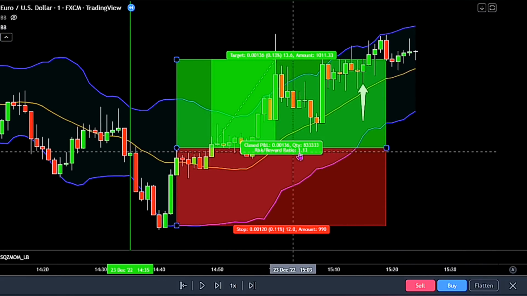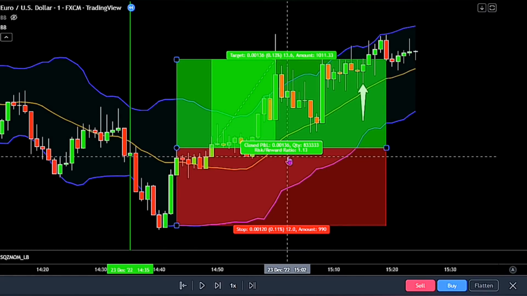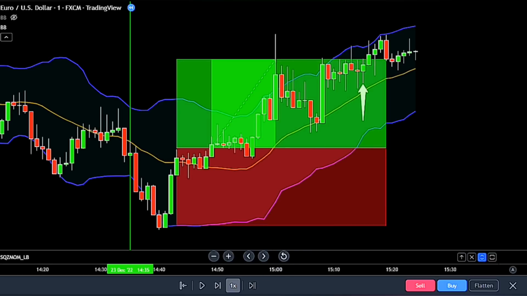Make sure you calculate your position size and maintain 1% risk of your account size on each trade. Apply this strategy right and scale up your capital in no time.